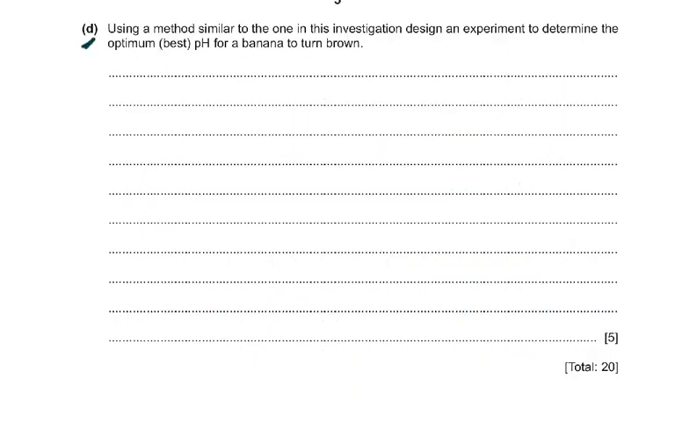Now coming to the D part of the question, use a method similar to the one in this investigation. Design an experiment to determine the optimum pH for a banana to turn brown. So same story, but it has to assess what is the optimum pH for a banana to turn brown. Well, what are you going to do? First, you're going to think of what is going to be the control. Let's talk about that at the end.